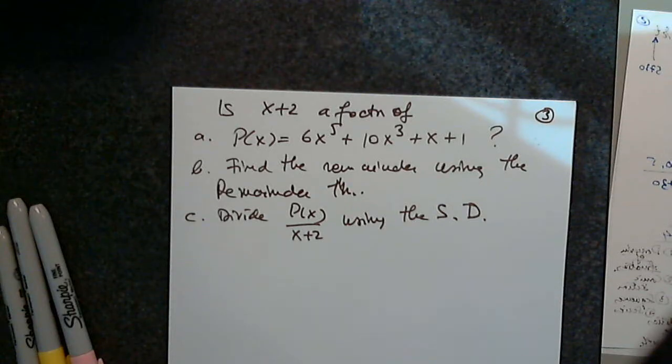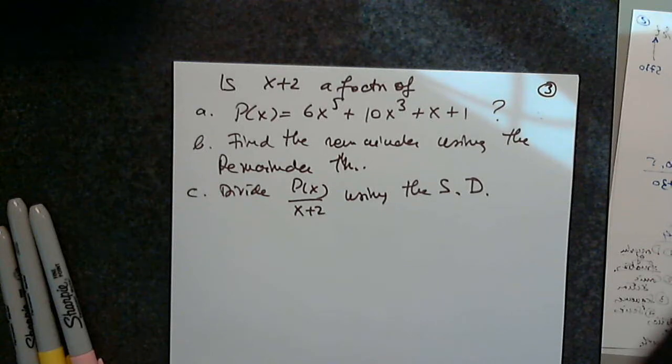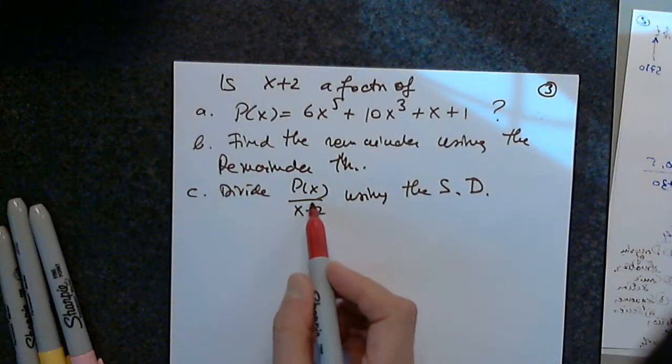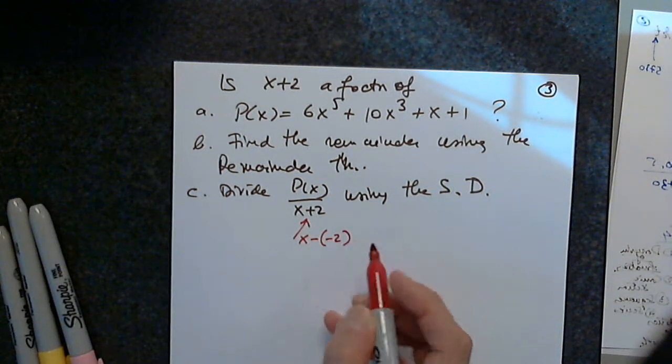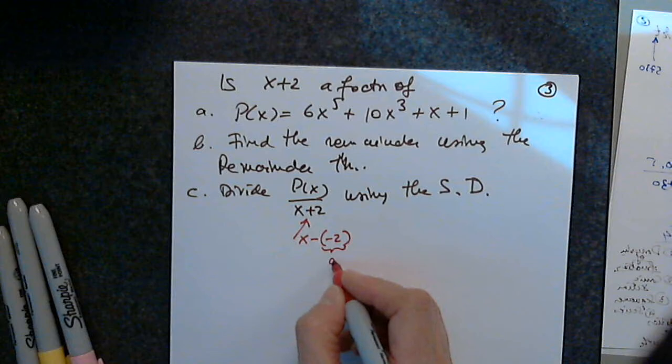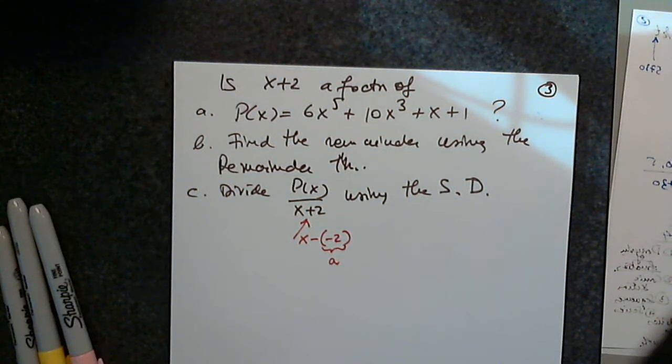How do I check whether x plus 2 is a factor of p of x? Because we are talking about x plus 2, obviously this is x minus negative 2, so this is the a from the synthetic division.